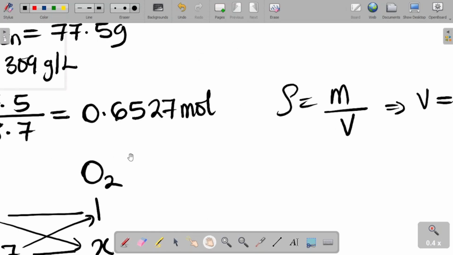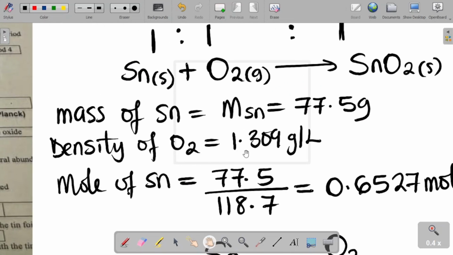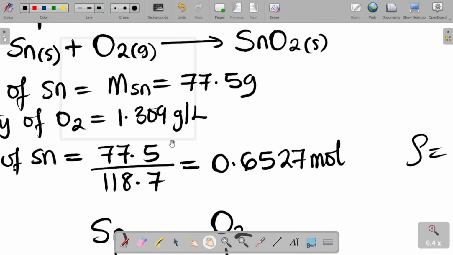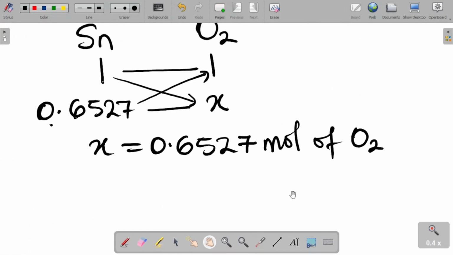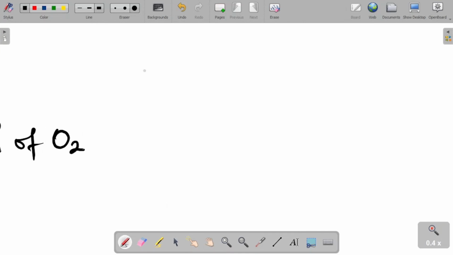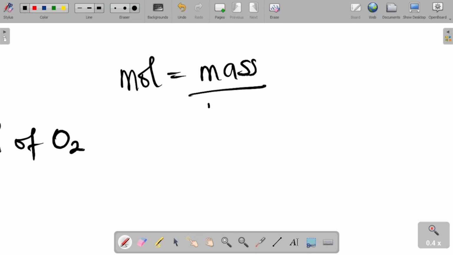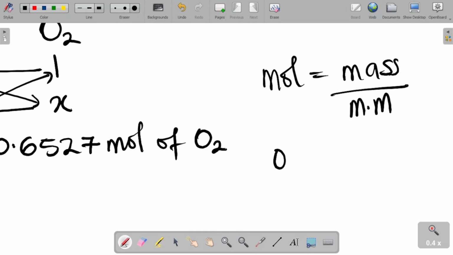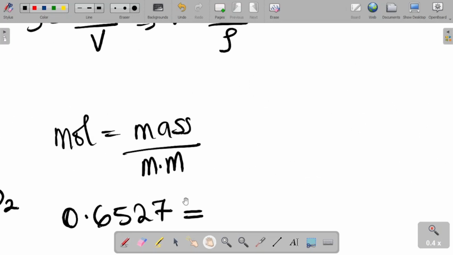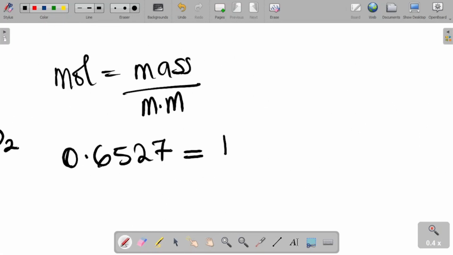We're already given the density of oxygen, as you can see in the question. All we have to find is the mass of oxygen. Now, if you have this as the mole of oxygen, what would be the mass of oxygen? We know that mole is equal to mass all over molar mass. The mole value we got here is 0.6527. The mole of oxygen is equal to the mass of oxygen, which is unknown. Let's just call it M, O2, mass of oxygen, all over.